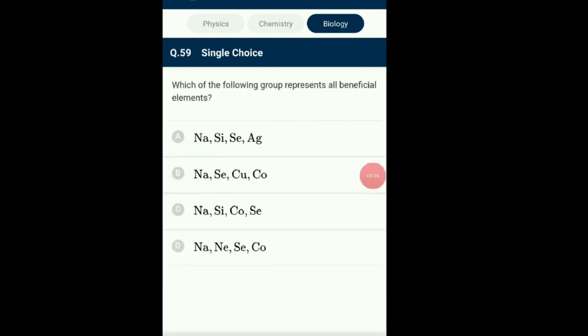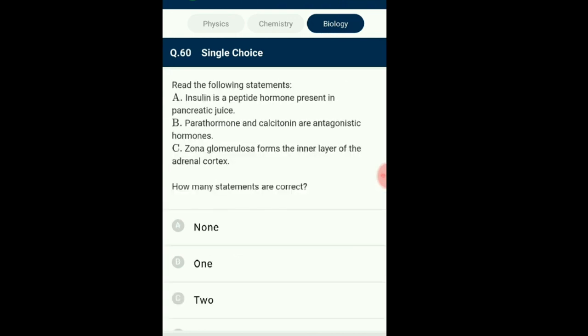Question number 59. Which of the following groups represent all beneficial elements? In addition to 17 essential elements, there are some elements which are required by plants and help the plants in various functions. These elements are called beneficial elements. These elements are required by only some specific plants. So the answer is option C. Na, Si, Co and Se are some beneficial elements.